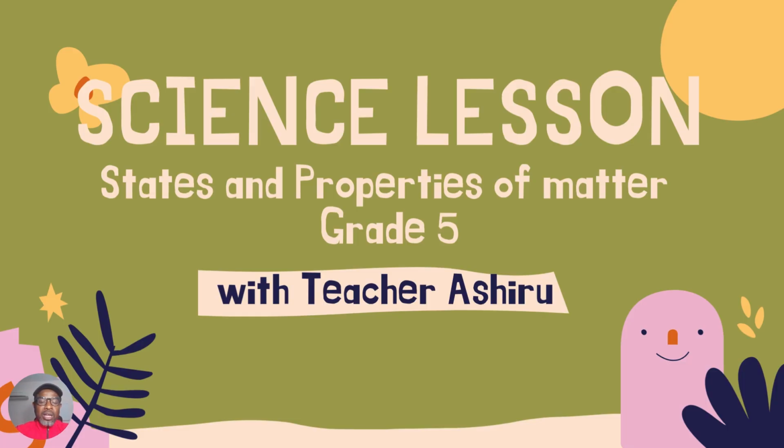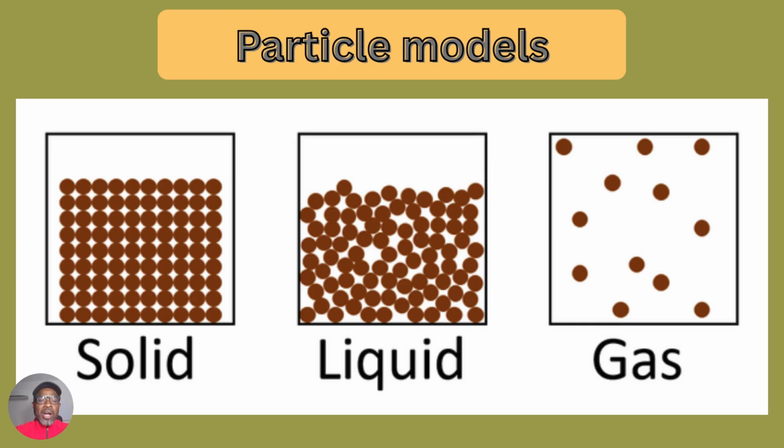All right, so let's look at the particle models. Particle models, we have solid, liquid, and gas. Remember, these are the three states of matter: solid, liquid, and gas. Example of solid is a metal. Example of liquid is water, or you can say juice. You can say oil. These are examples of liquid.